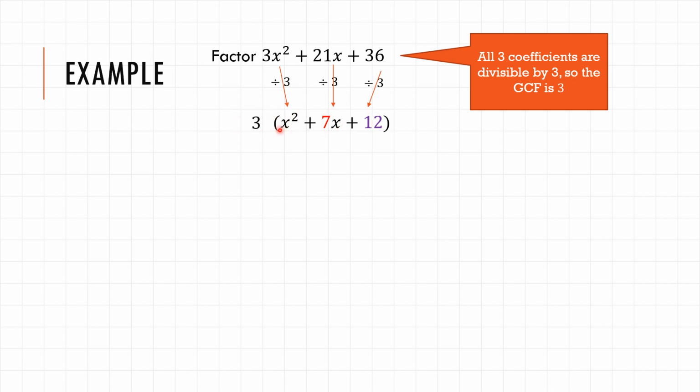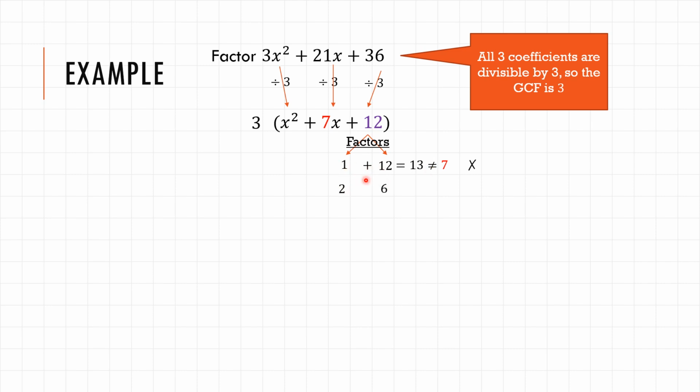Now, how do I continue to factor this? Well, I'm looking for two numbers that when I multiply them, I'll get 12. So 1 times 12, that could work. That gives me 12. But when I add them together, I need it to give me 7. I need it to give me this middle number. So 1 plus 12, unfortunately, gives me 13, not 7. So I cannot use these two.